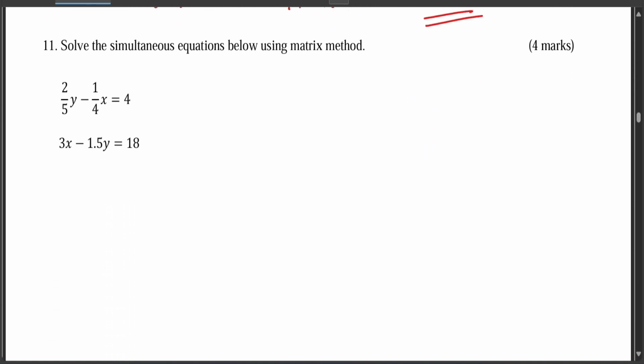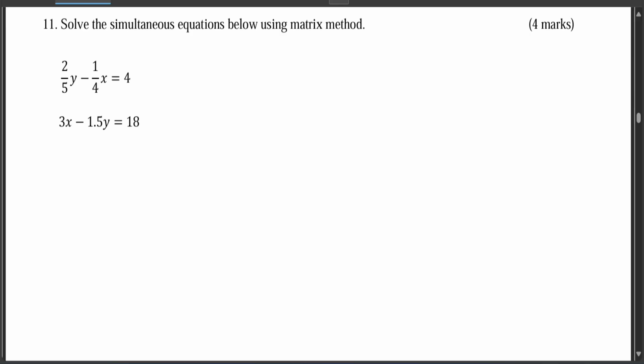Question 11. Solve the simultaneous equations below using matrix method. So you have that. So now let's rearrange the first equation, and also let's put it in decimal form if it's possible. Because I think that's the only way. So 2 over 5 in decimal form is written as 0.4y minus 0.25x.